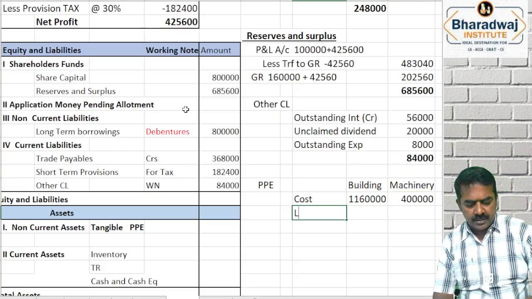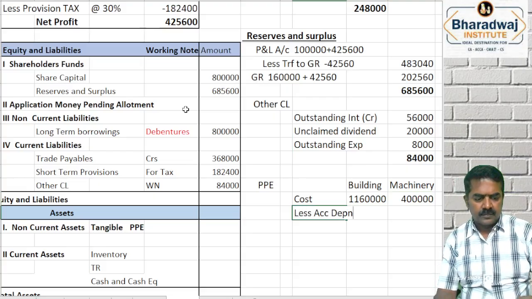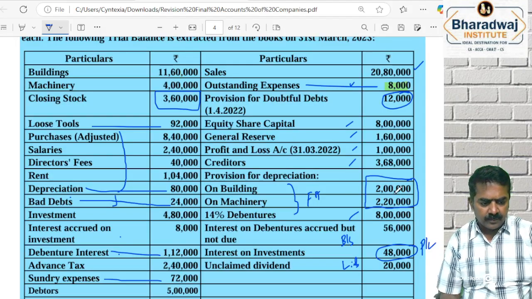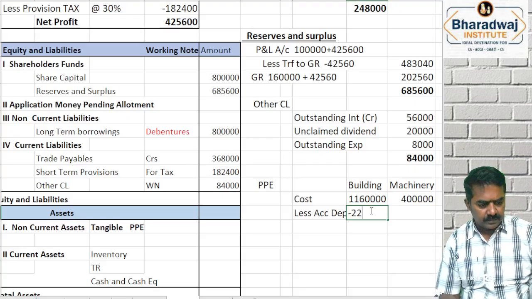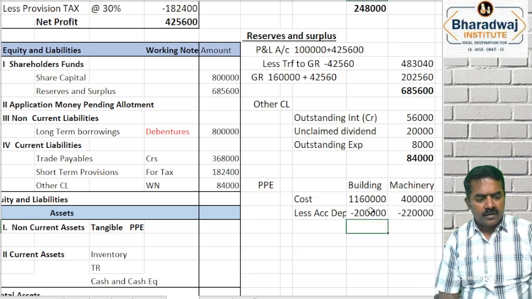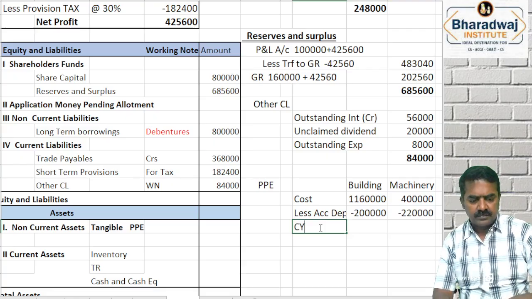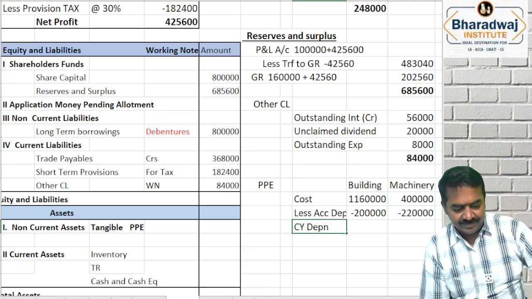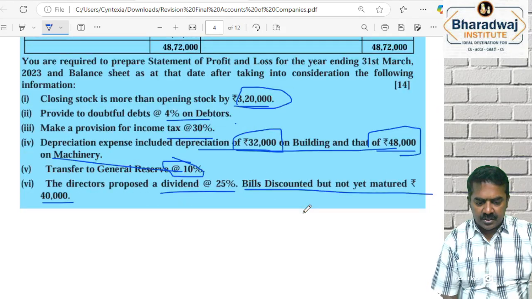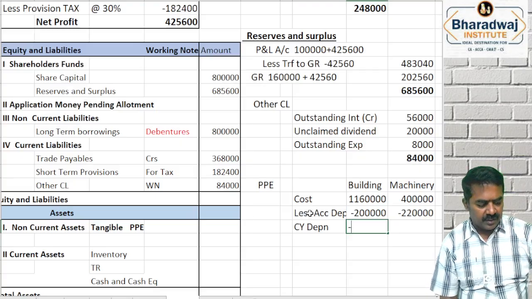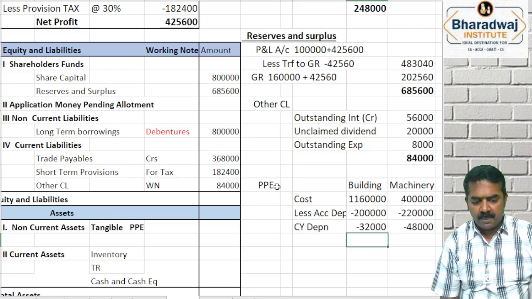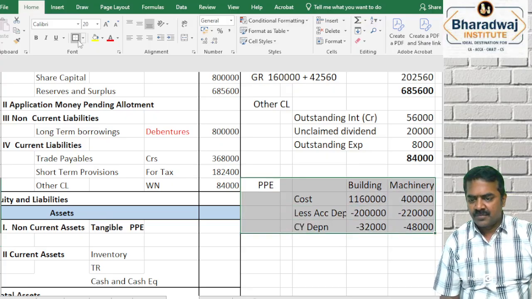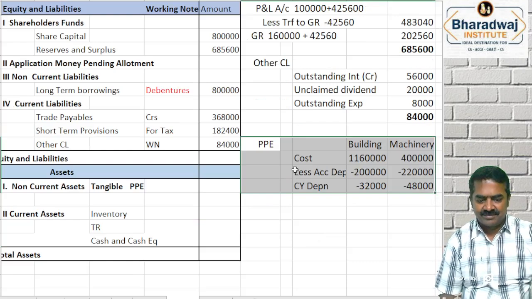Less accumulated depreciation. Accumulated depreciation is given on the credit side, 2 lakh and 2,20,000. Will you deduct current year depreciation? The current year depreciation bifurcation is also given in the adjustments, 32,000 and 48,000. Will you deduct this? Answer. No, sir. Why?